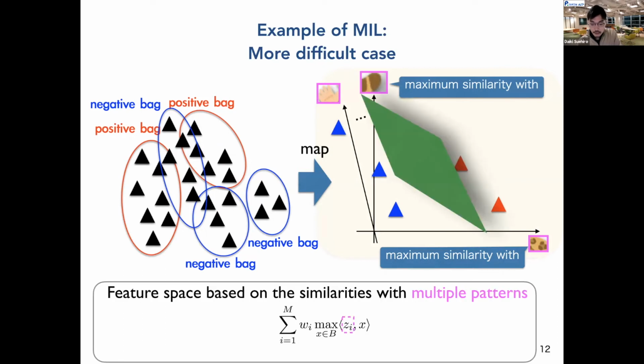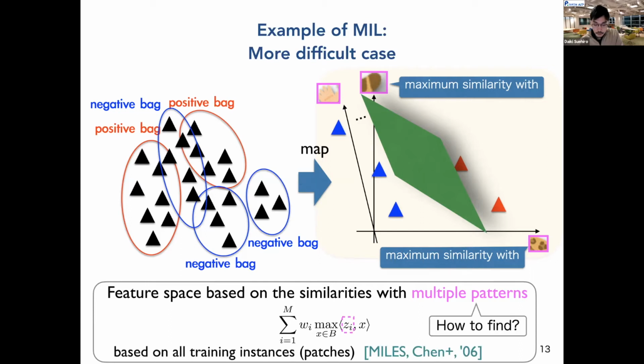That is, consider feature space based on the similarity with multiple local patterns, and then learning the hyperplane over the feature space. In this feature space, each dimension corresponds to the maximum similarity with some pattern. And the formulation is like this. But so the natural question is, how do we find these patterns?